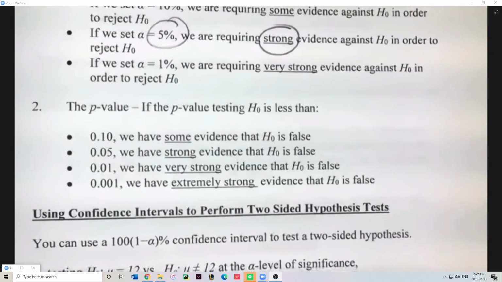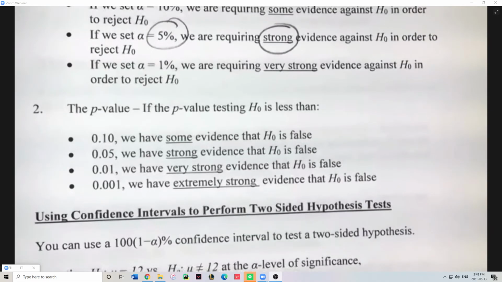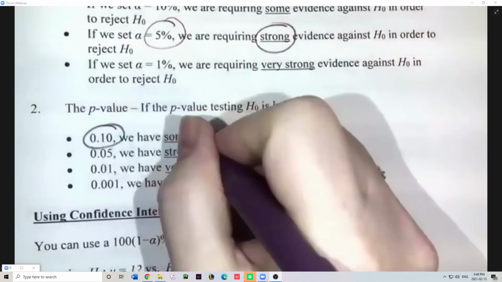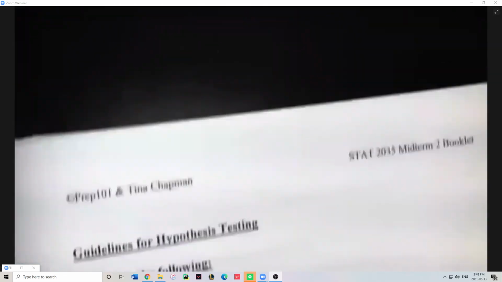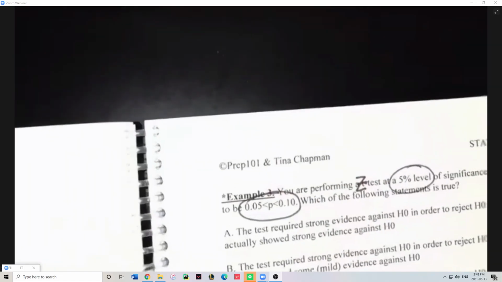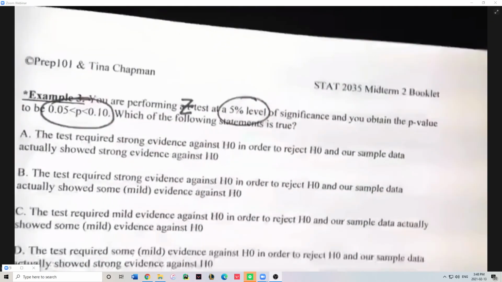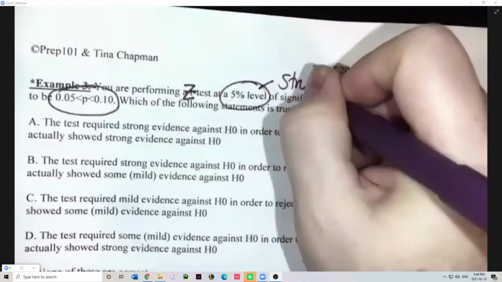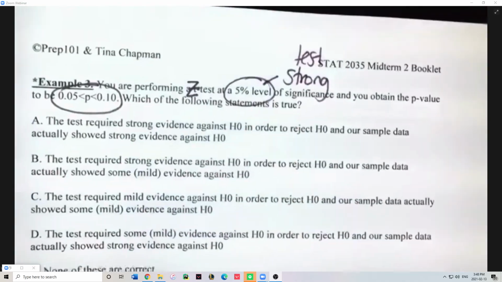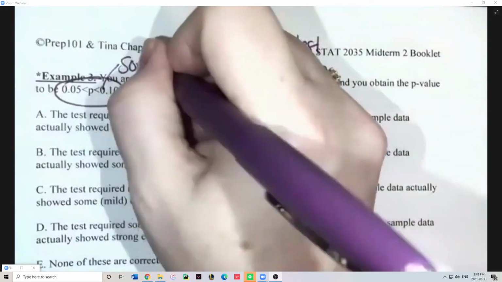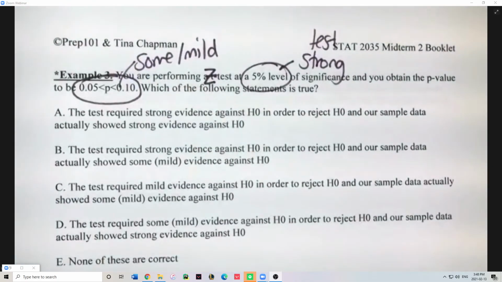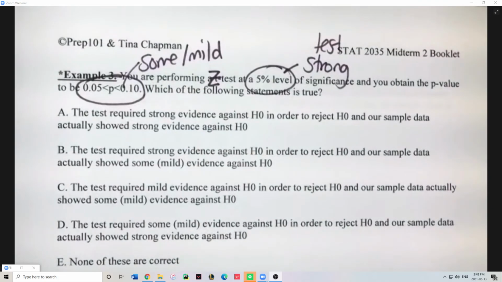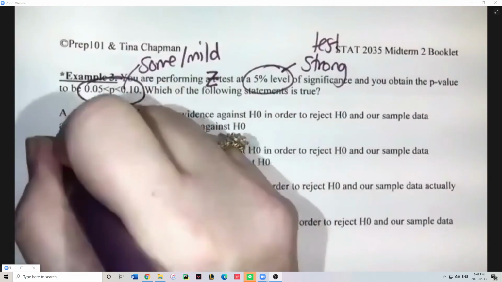So that would be greater than 0.05 and less than 0.1, not less than 0.05. So less than 0.1 would be some, or sometimes they say mild, evidence. So this would be strong for the test, and this would be some or mild. So the test requires strong evidence, and our data showed some mild evidence. So that would be B.